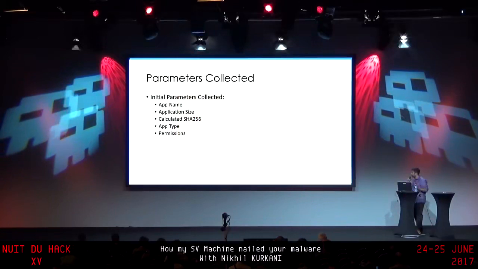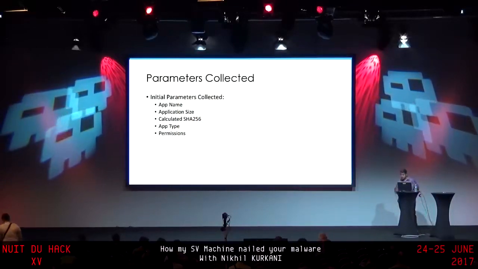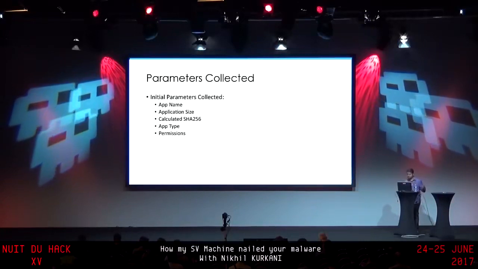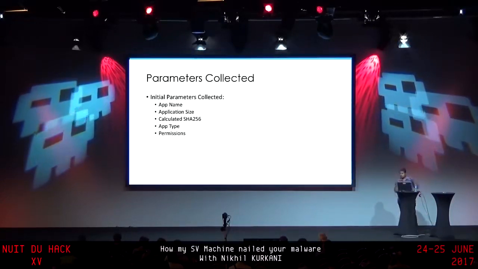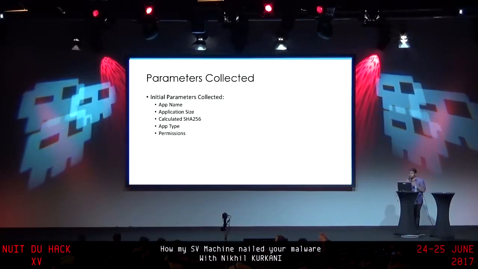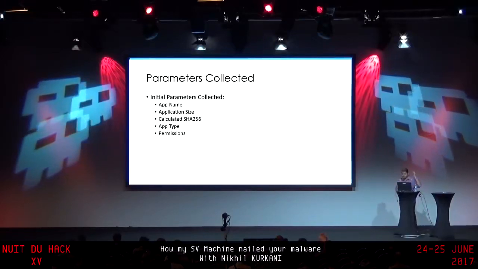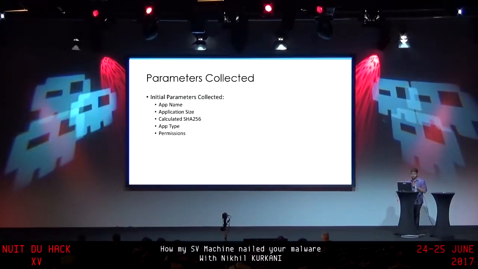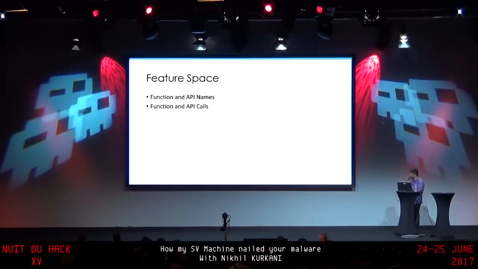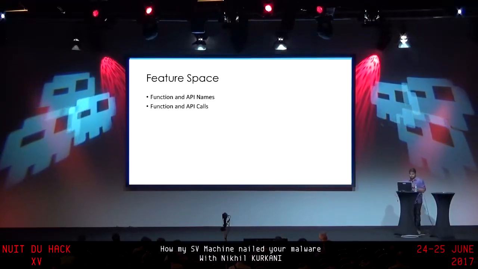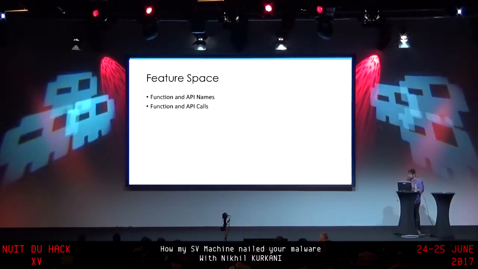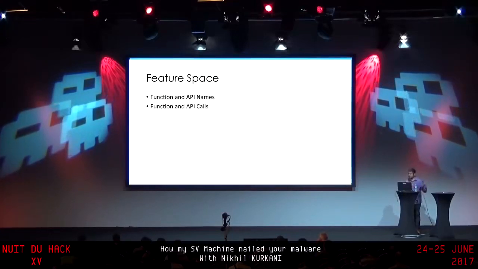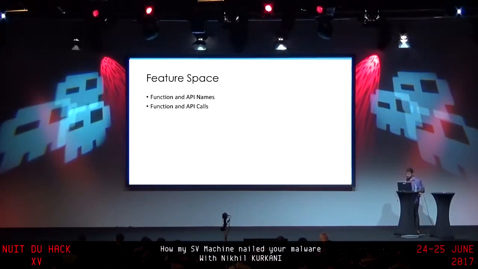The parameters that were initially collected were the app name, the application size, the calculated SHA-256, the app type, and the permissions. But these were not the only parameters that could say whether an application is malicious or not. These would come in handy for the initial purpose, but for the later part, the major thing that would come into the picture would be the feature space, which would be the function and API names, and the function and API calls.